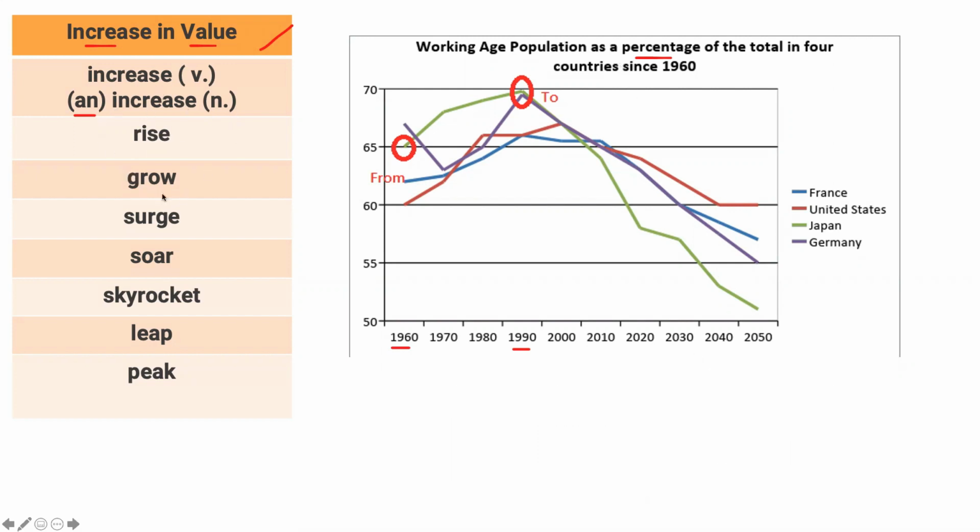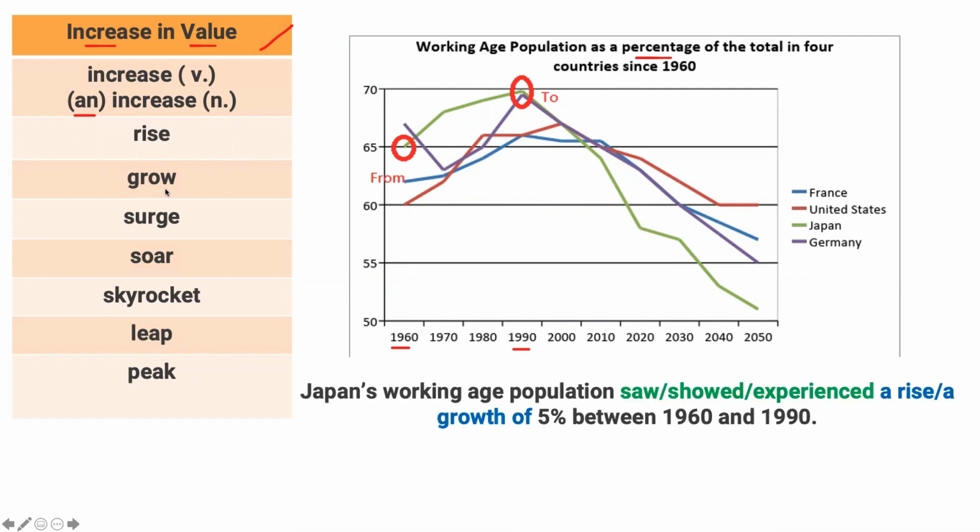Now let's think about how we can use rise and grow as a noun. So we see here Japan's working age population. Of course, we have our same verbs: saw, showed, experienced, a rise, or a growth of. So keep in mind that rise could be the noun, it could also be the verb, and grow is different. So grow is the verb and growth would be the form of the word in the noun form. So make sure you are well aware of these differences.